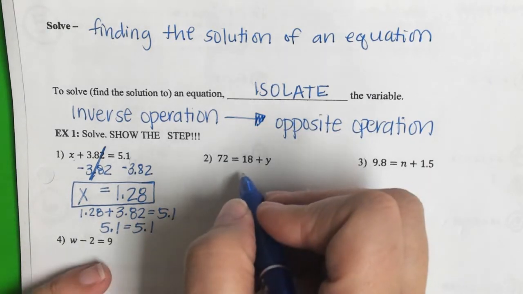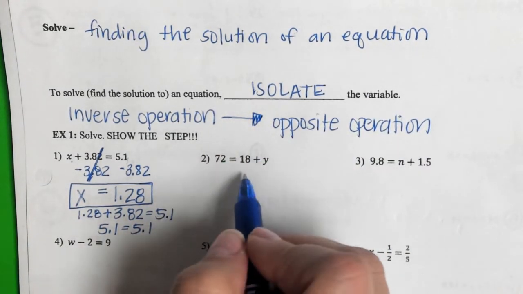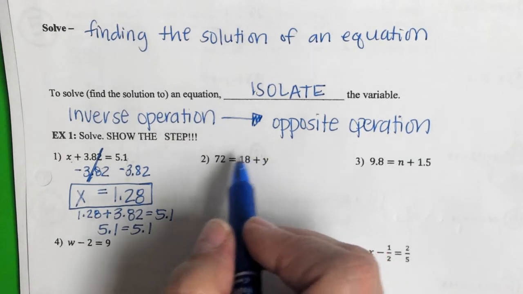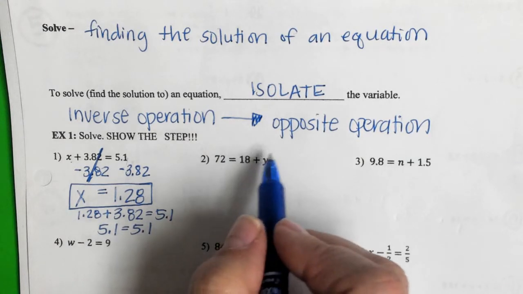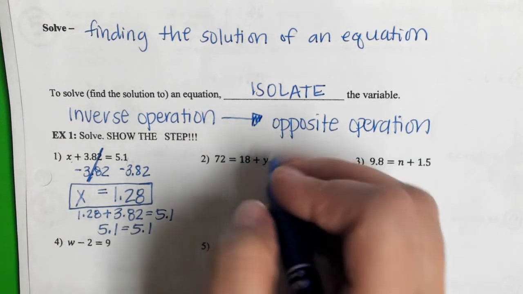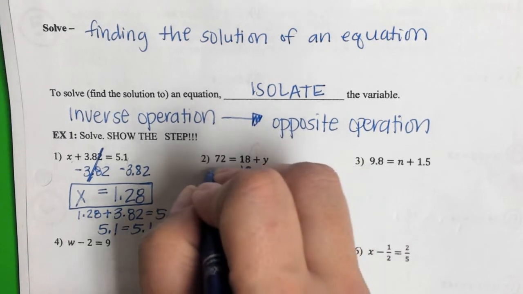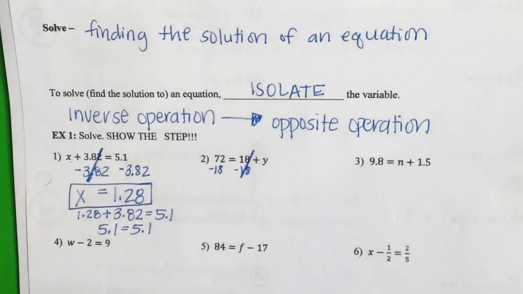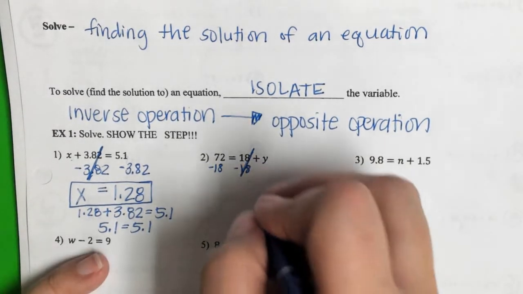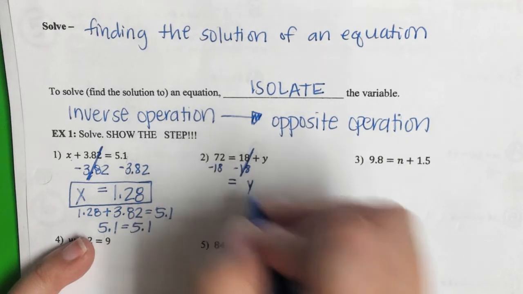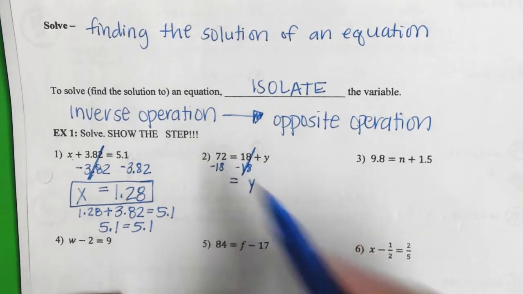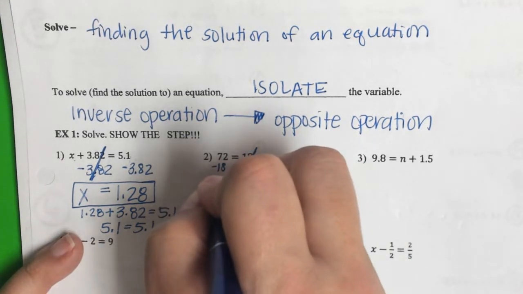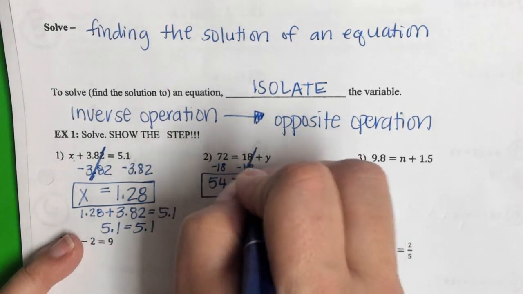Okay, here we go. I have an addition equation. How do I undo an addition equation? Subtract. What number do I want to get rid of? 18. Because 18 is what is with my variable. So I'm going to do minus 18 to both sides. This cancels this one out because 18 minus 18 is 0. So that leaves y by itself. Now I want to know what 72 minus 18 is. 54. So y is equal to 54.